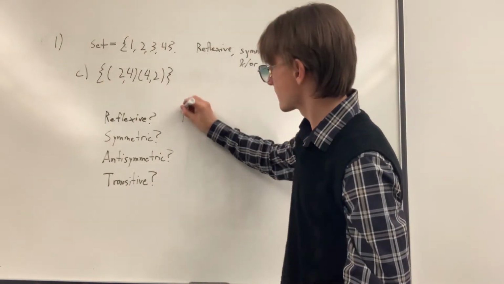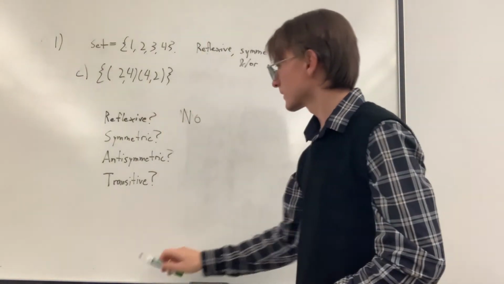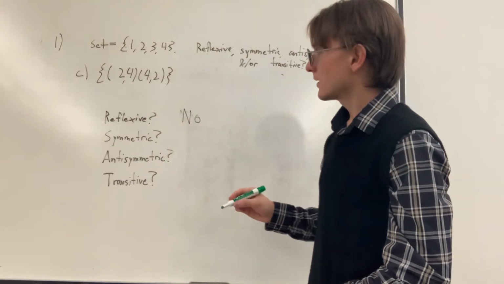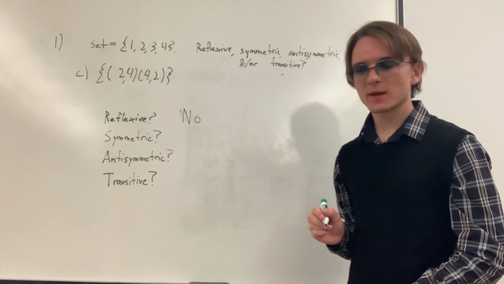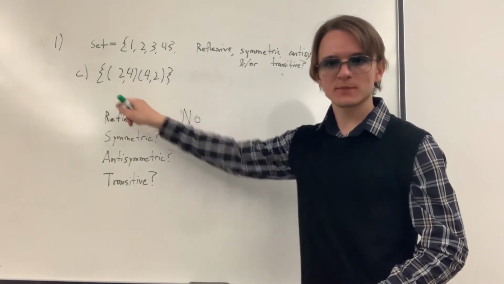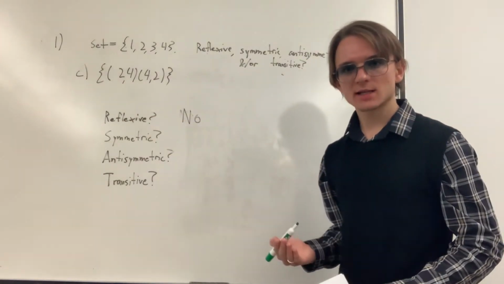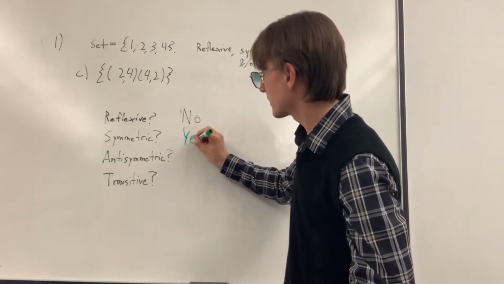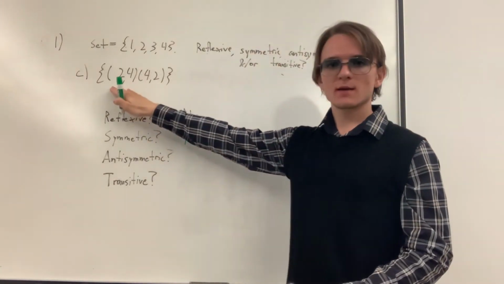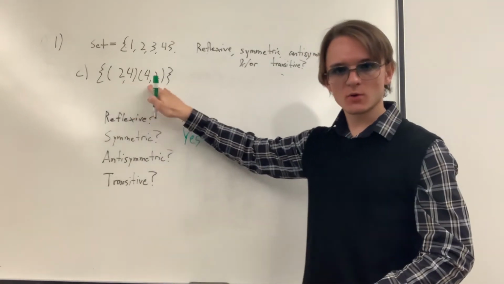Finally, C. Reflexive? No. Symmetric? Yes, because there are no symmetric pairs to test other than 2, 4. And 2, 4 checks out. It has a 4, 2. So therefore, yes, it is symmetric because all the cases which we must have symmetry on hold.